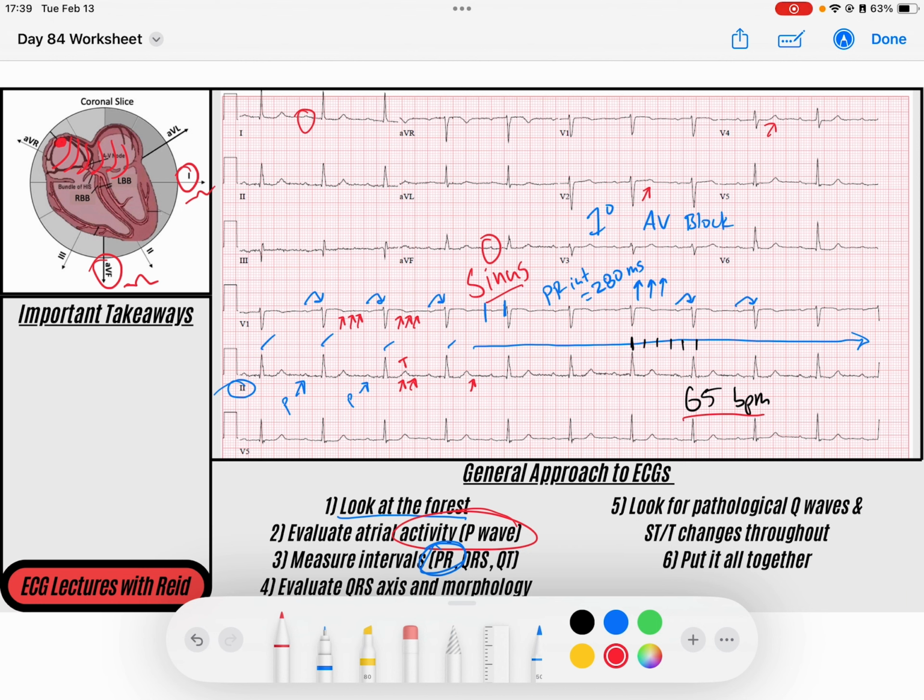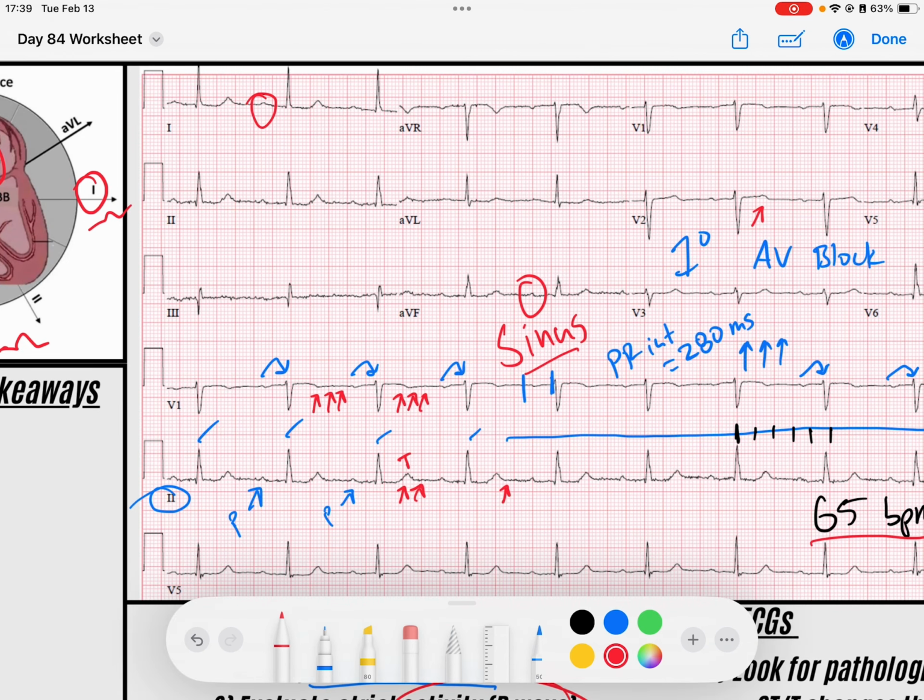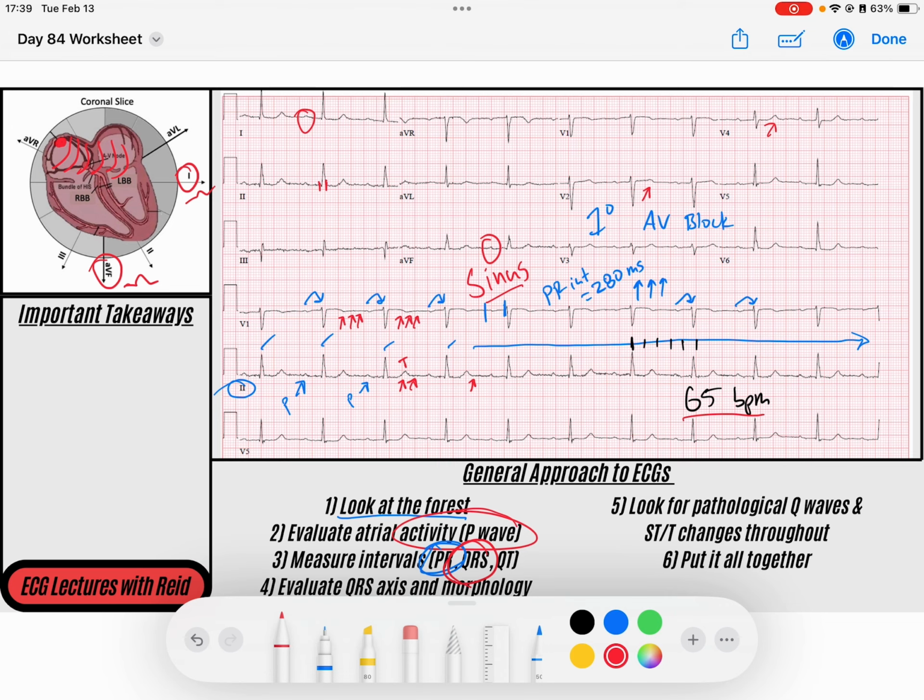Now let's evaluate what happens when the AV node does conduct that signal further through the system, which is our QRS complex. Our QRS is narrow. It's less than 120 milliseconds. So we've got a narrow complex QRS, meaning it's happening rapidly, likely through the His-Purkinje system. We've got a QRS that is upright in lead 1. It is upright in AVF. That tells me that my QRS axis is somewhere down and to the left. That makes me happy. So we've got a normal QRS axis.